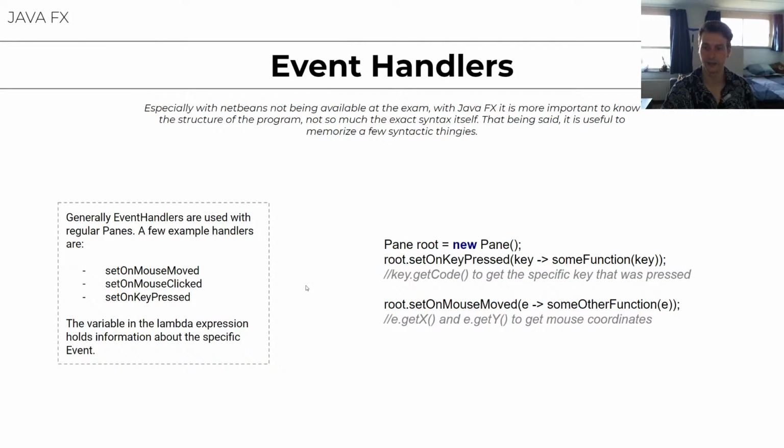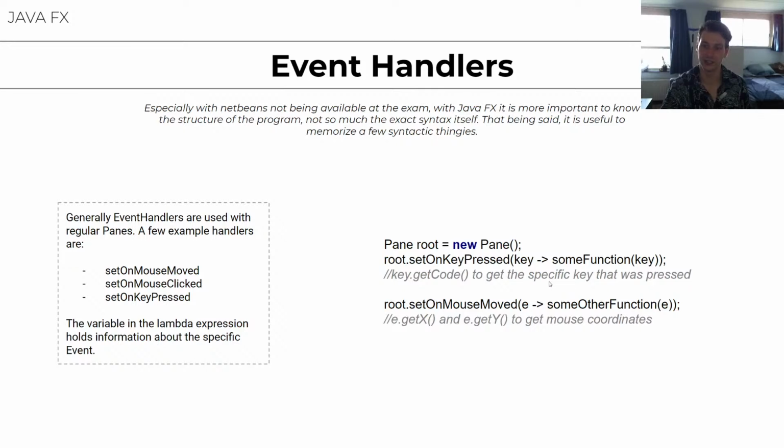Okay, event handlers. Like I said, they are there to register, essentially, what to do when you have mouse or keyboard events. So root.setOnKeyPressed is going to be called whenever I press a key on my keyboard. And it always has this layout of variable name, arrow, and then some function.